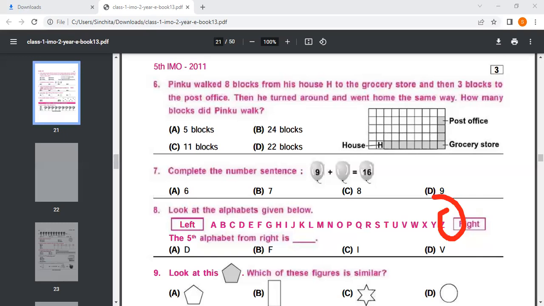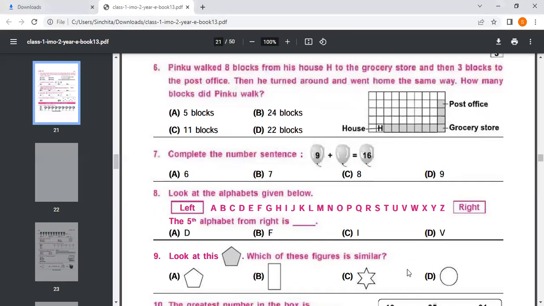First is Z, and then Y is second, and then X is third, and then W is fourth, and then V is the fifth. So the question is the fifth alphabet from the right side. So the answer is B. Very good, excellent. Okay, now tell me number 9.